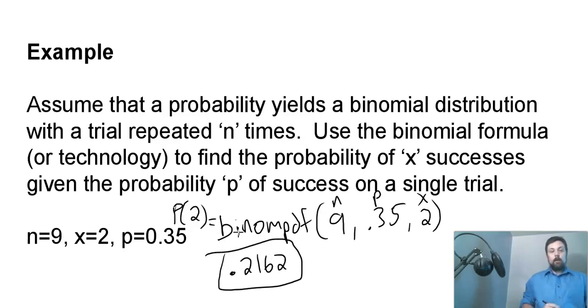All right. So about a 22% chance for that to happen. And again, it's kind of boring, right? There's nothing to talk about here. It doesn't relate to any particular scenario. So that's just the probability that would happen. Whatever the success is, whatever the trials are, if the probability of a success on any one trial is 35%, and you want to know the probability of having 2 of those successes out of 9 trials, that probability is about 22%.